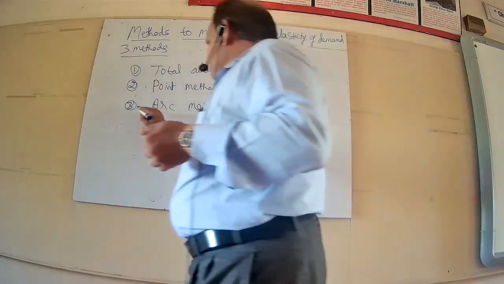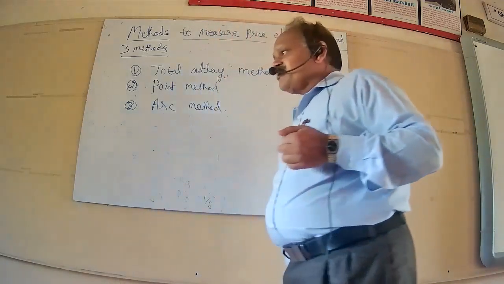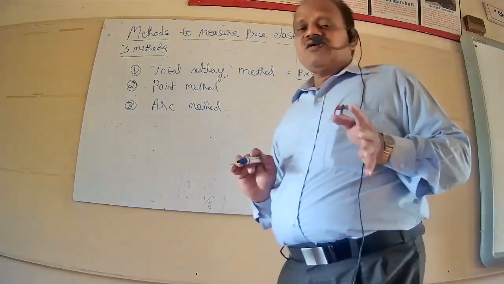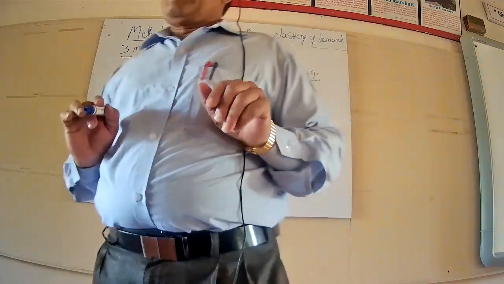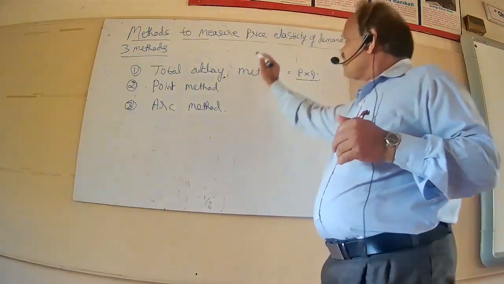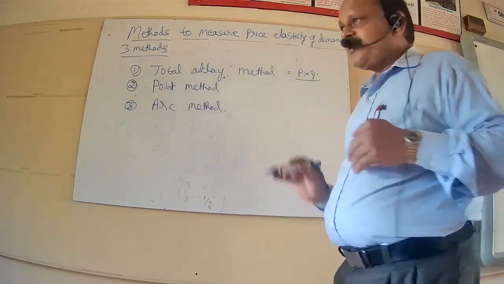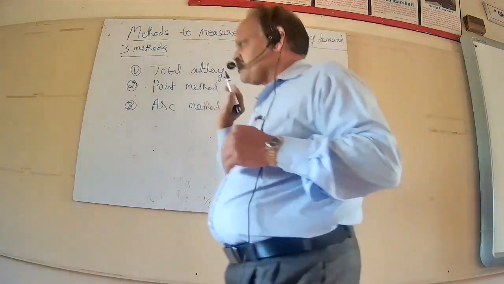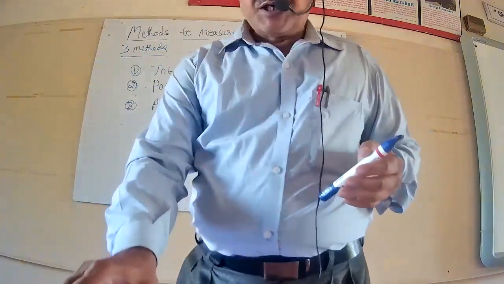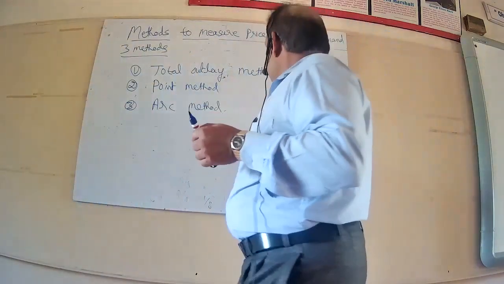Then in the third method, that is the arc method, arc here indicates a portion of the curved line, and we will find out the price elasticity of demand exactly at the midpoint of an arc. So broadly, these are the three methods. Let us study now one by one all these methods.